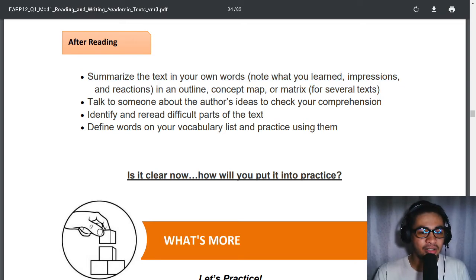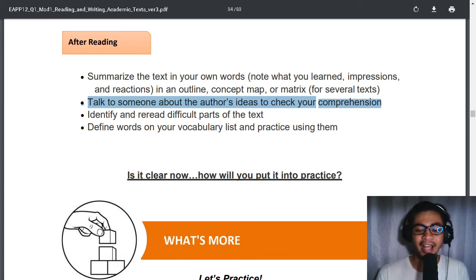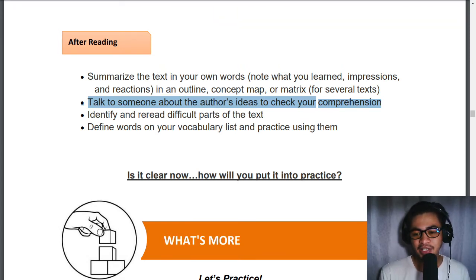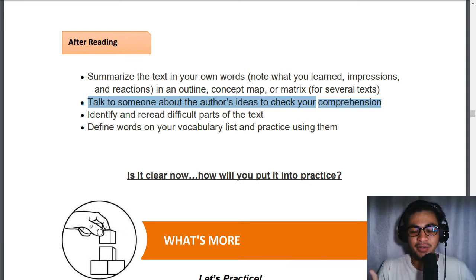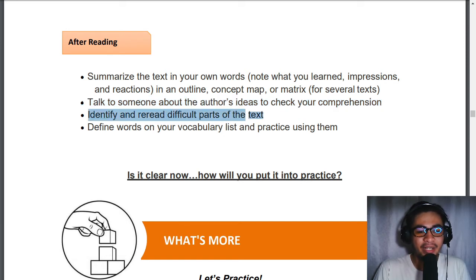Next is talk to someone about the author's idea to check your comprehension. So kung nakay classmate, parehas mo nagbasa ana nga selection, pangutana sa imong classmate kung pareha ba mo pagsabot ana nga selection. Just to check if you are on the same track, then very good. That it means that parehas mo og idea. Pero if you are not on the same track, it means dili mo parehag idea. That's it. Basically, that's it. Di mo parehag idea. Next is identify and reread difficult parts of the text.